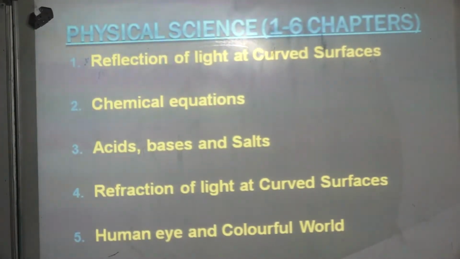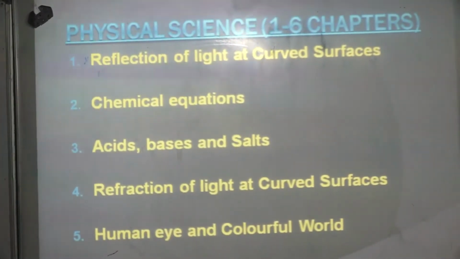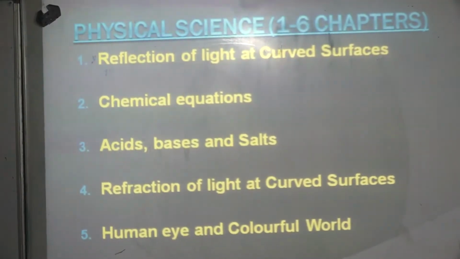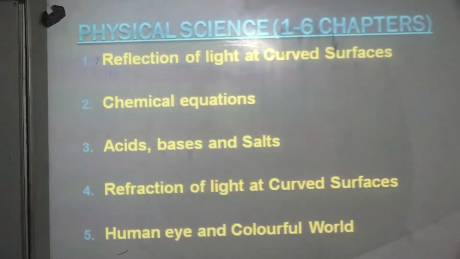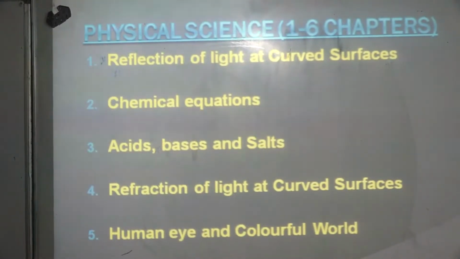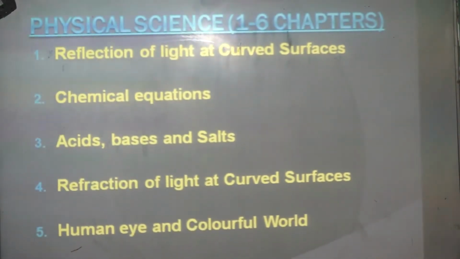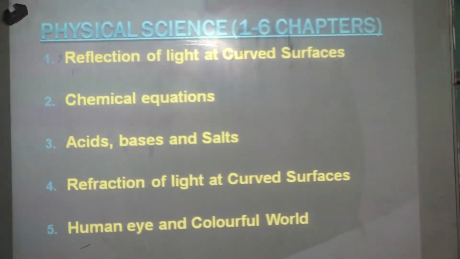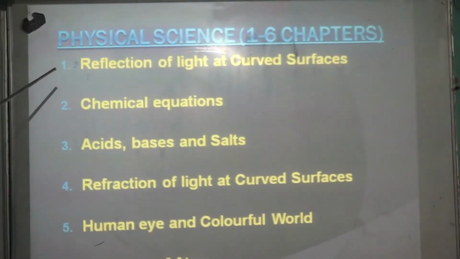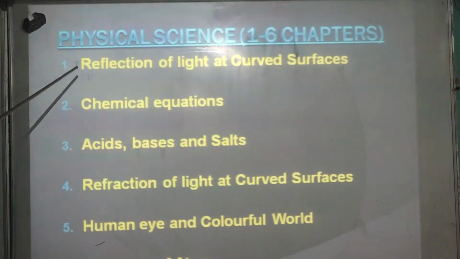Let us see the names of the 6 chapters: reflection of light at curved surfaces, chemical equations, acids, bases and salts, refraction of light at curved surfaces, human eye and colorful world, structure of atom. These seem to be very easy chapters. Reflection of light deals with the mirrors, and refraction of light deals with the lenses.